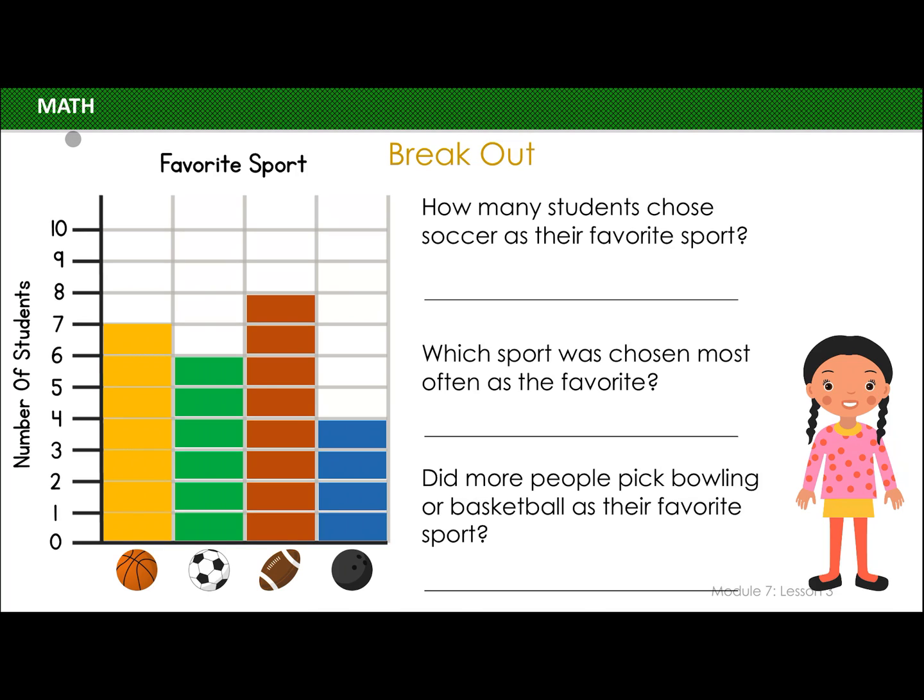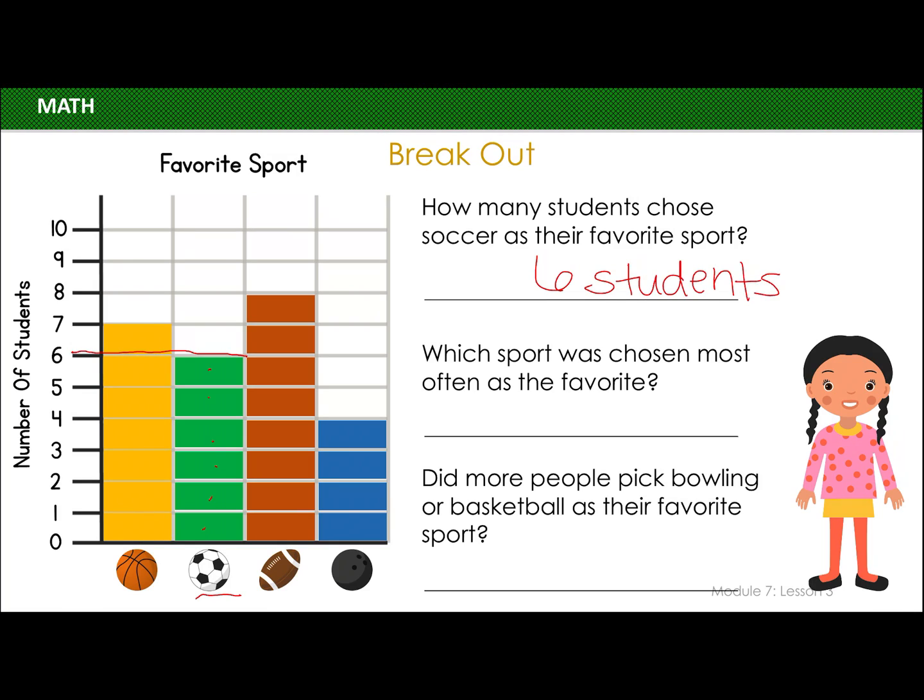All right, how many students chose soccer as their favorite sport? So I'm going to find the soccer ball, and it looks like it ended on the 6th tick, or the 6th line, but I'm going to count my boxes to make sure. 1, 2, 3, 4, 5, 6. So my answer is 6 students.